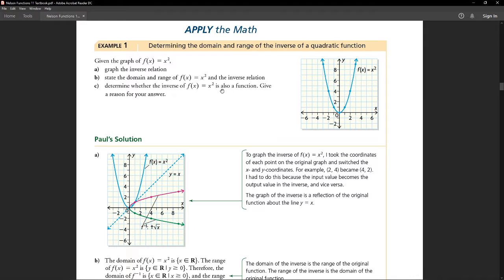Determine whether the inverse of f of x equals x squared is also a function. Give a reason for your answer. No, it's not, because there are multiple y values for every x. So I'm guessing all inverse functions, all inverse equations are not functions. It's fair to say.